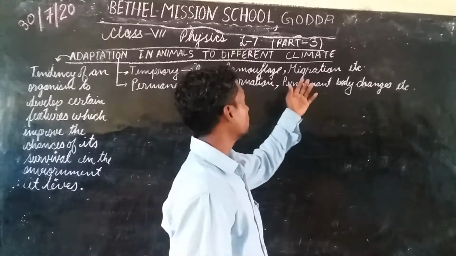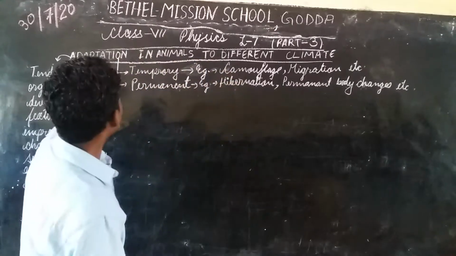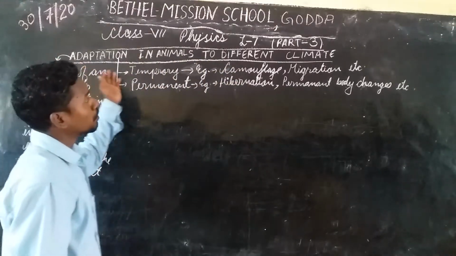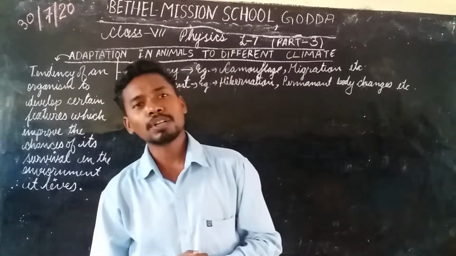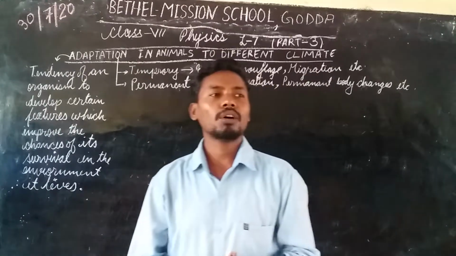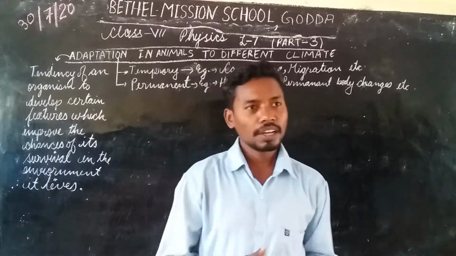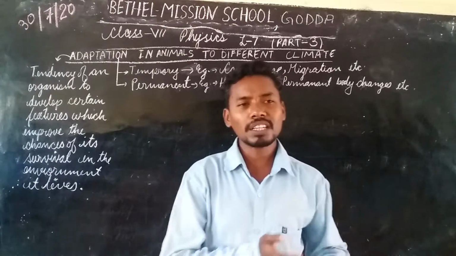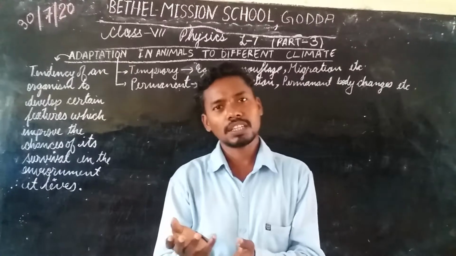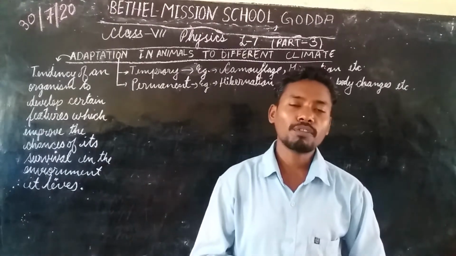This is the third part of the lecture, and the chapter is your lesson 7, and the portion that we are going to discuss today is adaptation in animals to different climates. Yes, as we know that at different climatic conditions, all the animals don't survive and can't live at all the types of places. So, for instance, we have the polar bear. It is found only in polar region, whereas we don't find other animals. Most of the animals can't stay there. Why? Because they are not adapted towards such type of conditions.